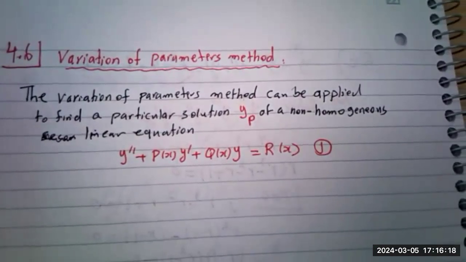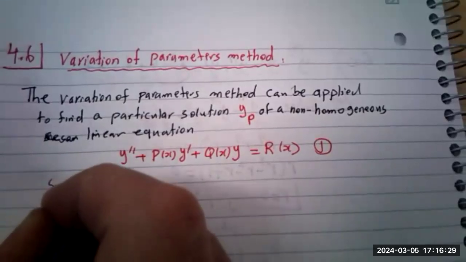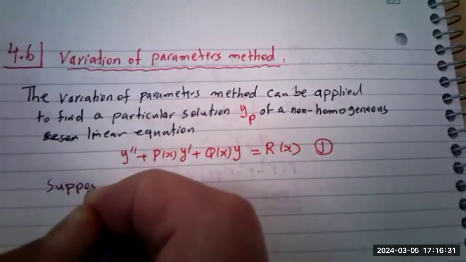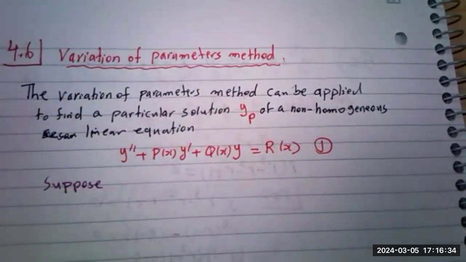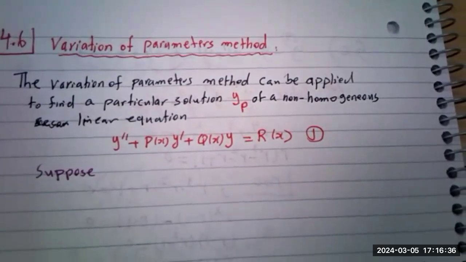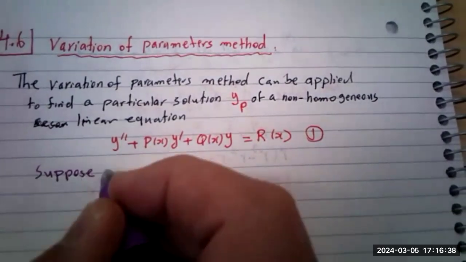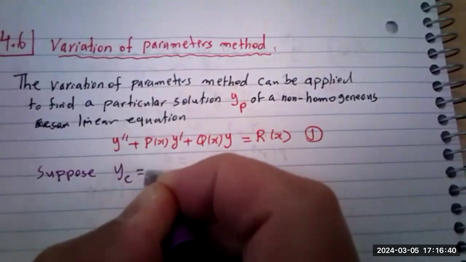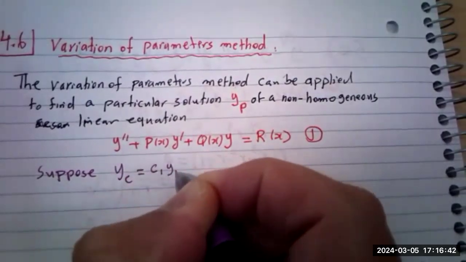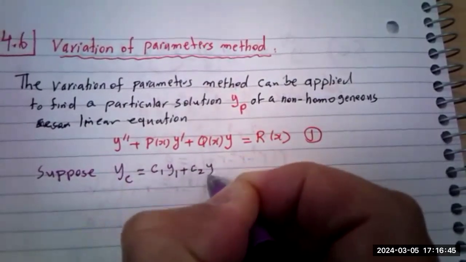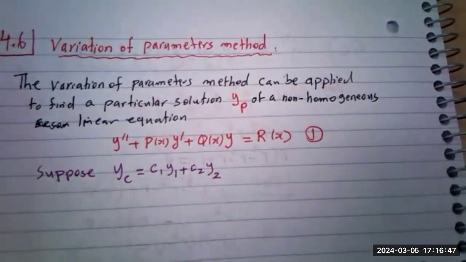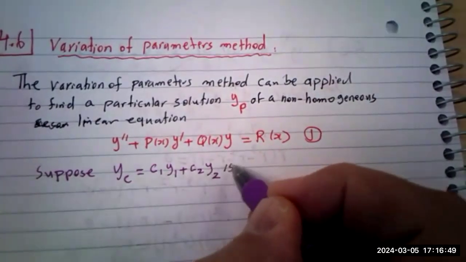The way we are going to do it, we are going to solve the homogeneous one first. Suppose you have already done it. It doesn't matter which form r is, there's going to be a method to find the YC. So suppose you get YC equal to C1 Y1 plus C2 Y2, which is going to be the general solution.